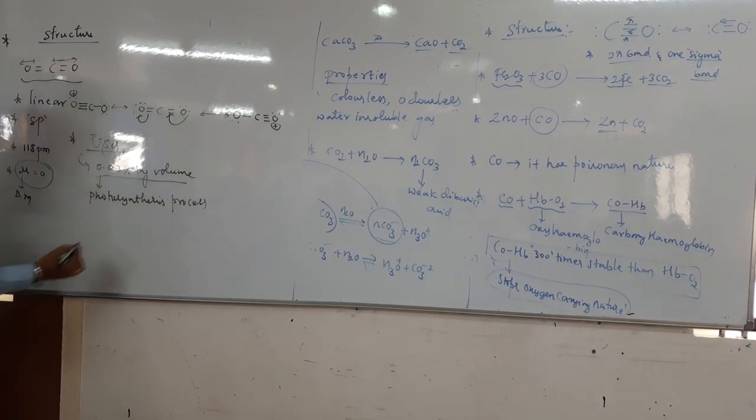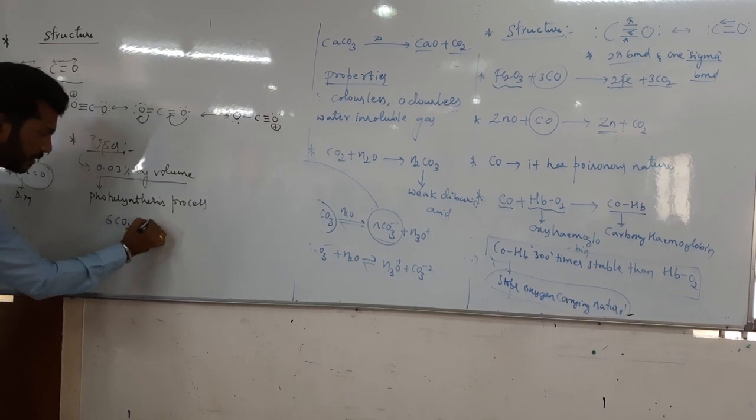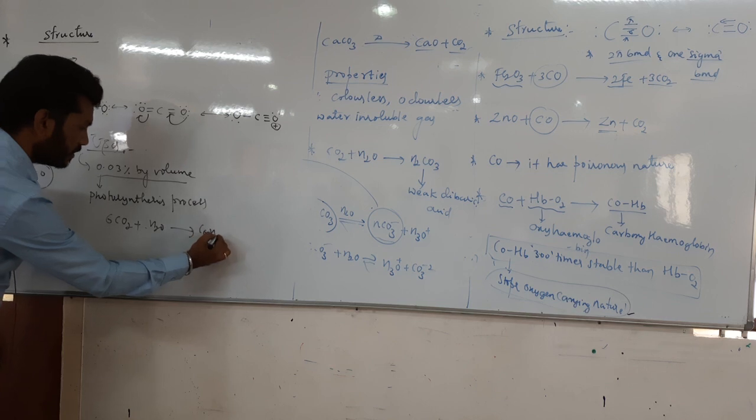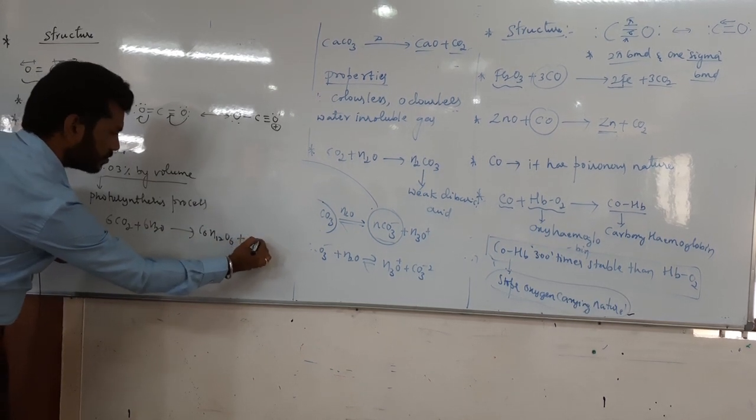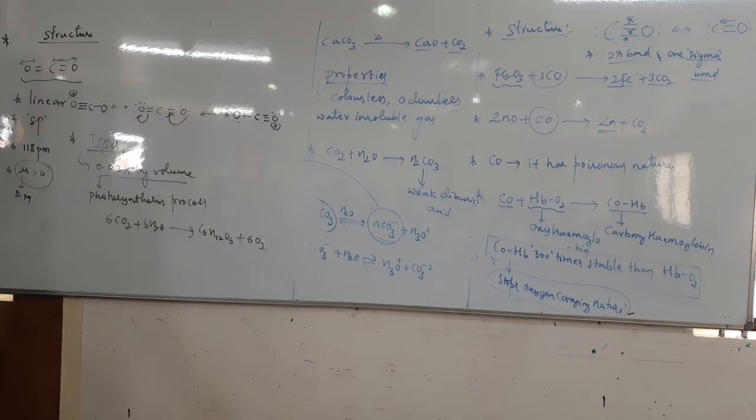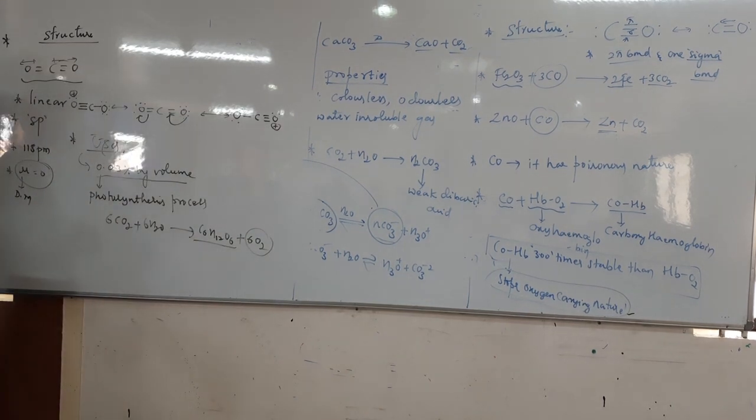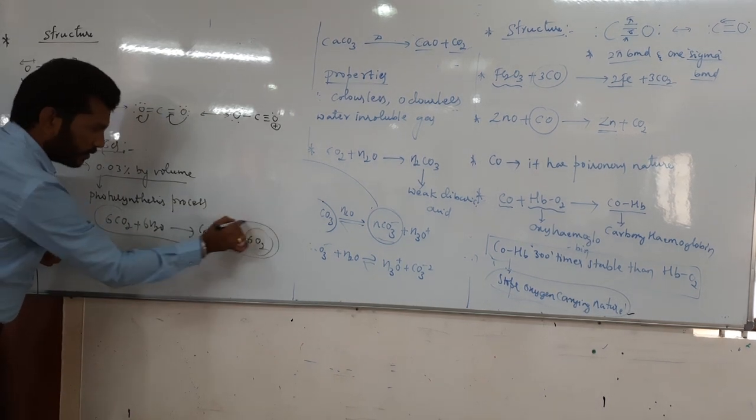Carbon dioxide and H2O, and here what we are going to get is C6H12O6 plus 6O2. So oxygen is being formed now, along with sugar. Okay, understood? This is the reaction that happens in the photosynthesis process, by the way.